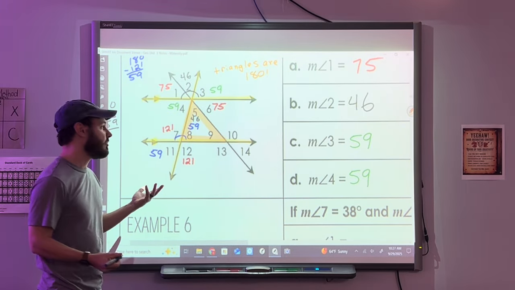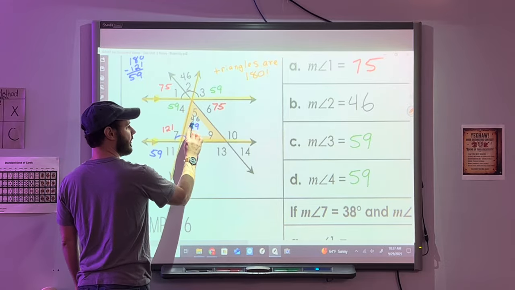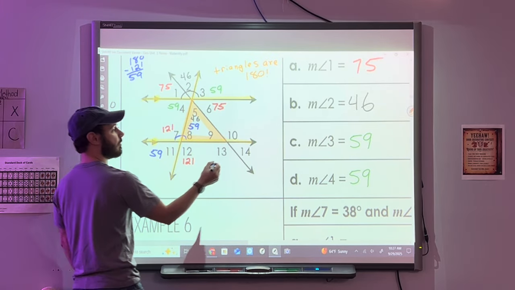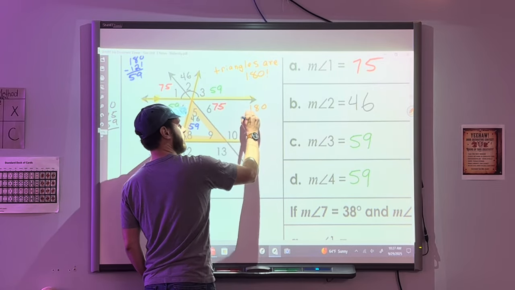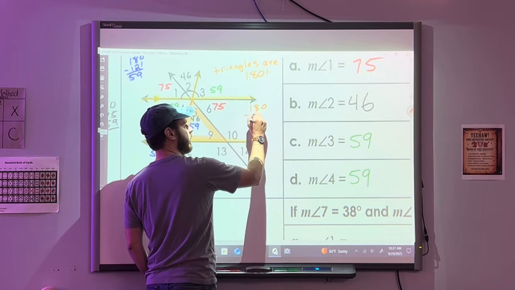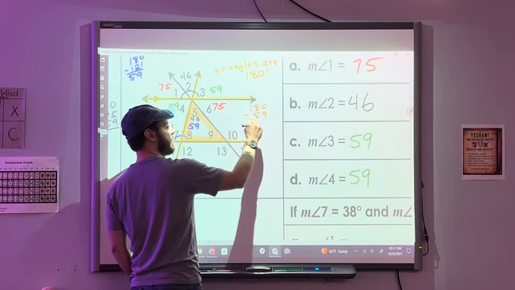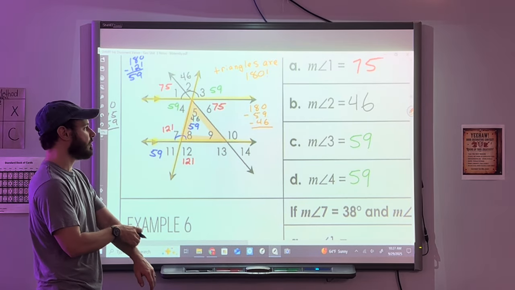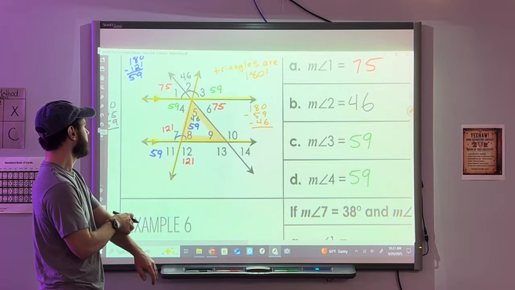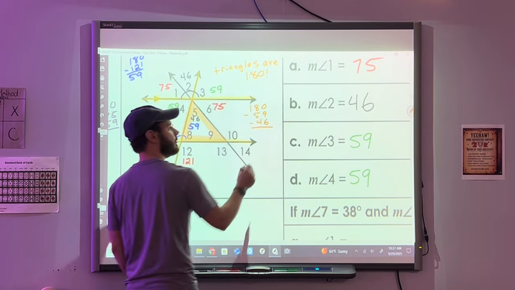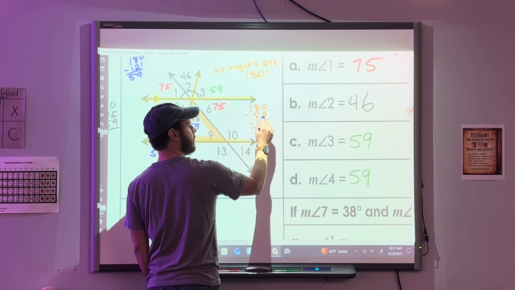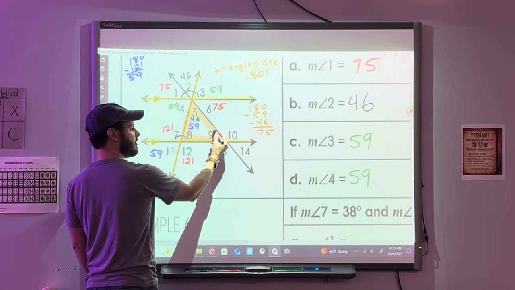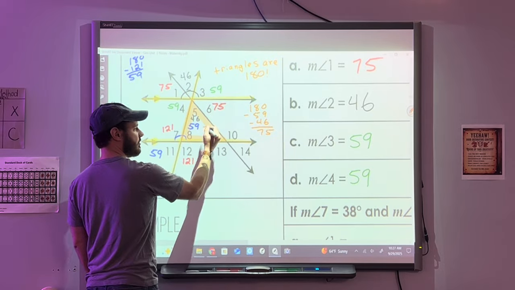And I have 2 of these pieces. I have this piece and I have that piece. Let's do the same thing that we did over here to figure out what 9 is worth. 180, take away this 59, take away this 46. And that should be what we're missing. That's gonna be what? 75. Yeah, 75. So this missing piece, this 9 here, 75.